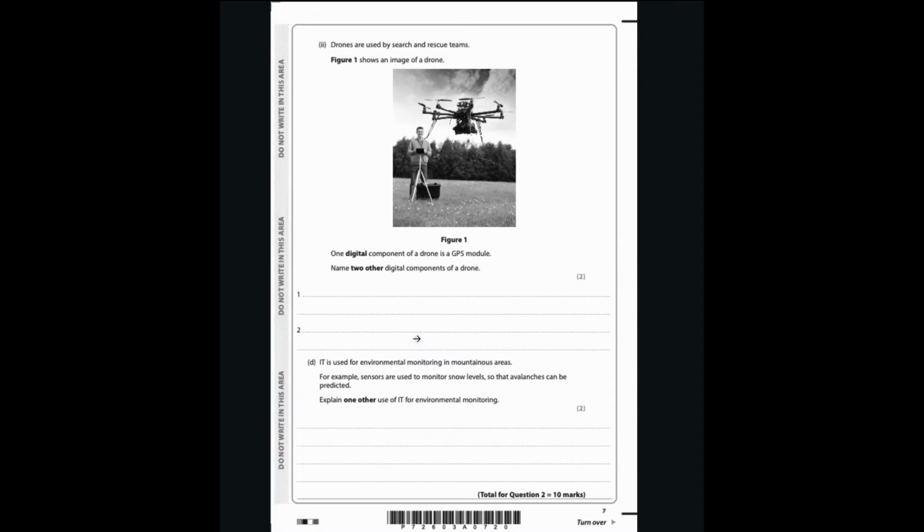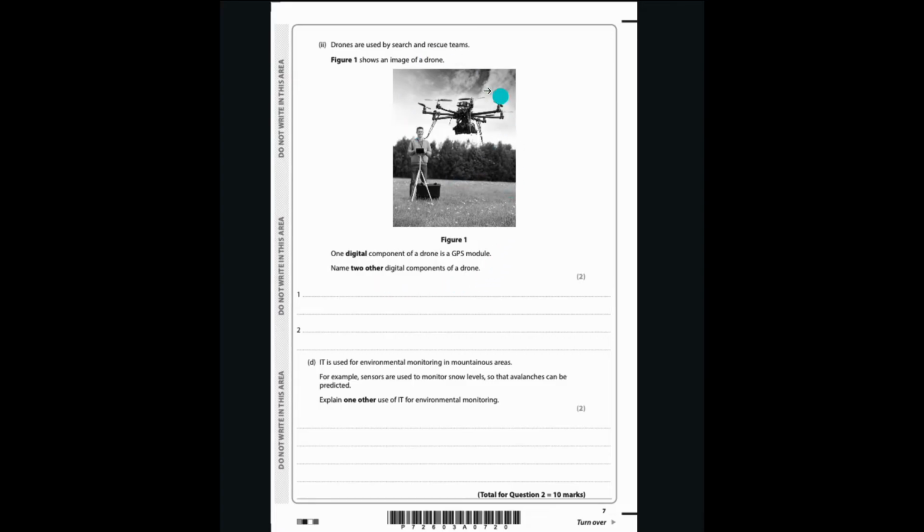Then question number 2 is: drones are used by search and rescue teams. This is the image of a drone. One digital component of a drone is a GPS module. Name two other digital components of a drone.